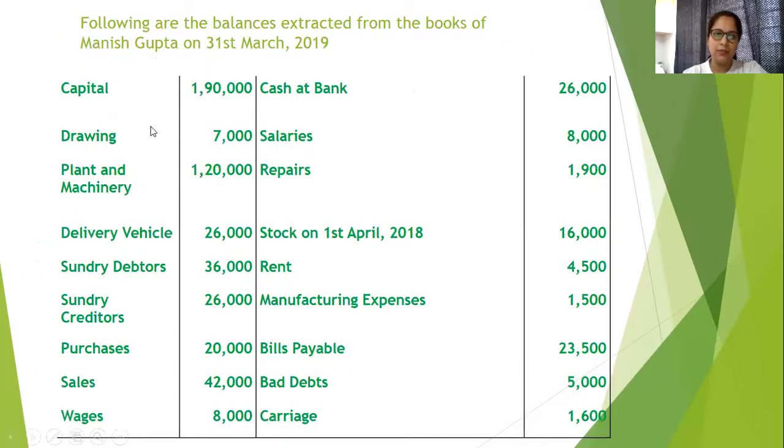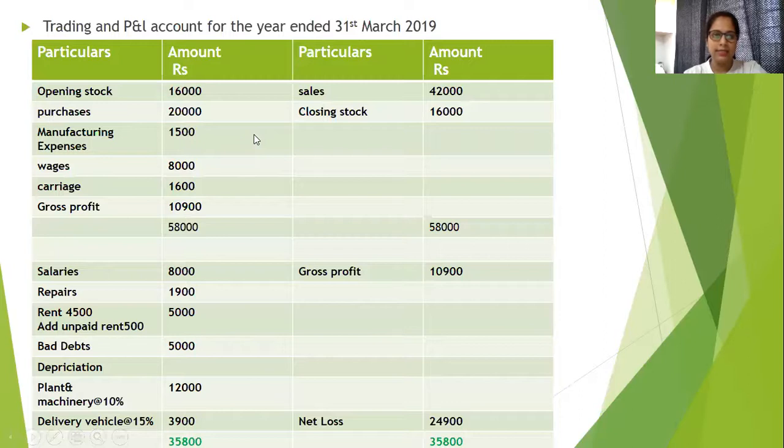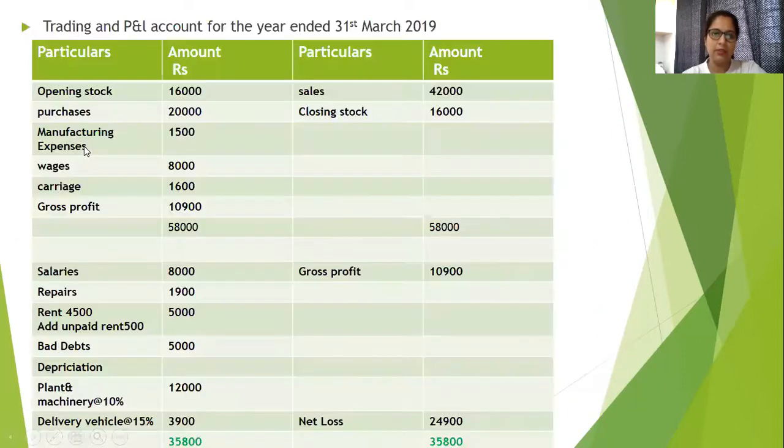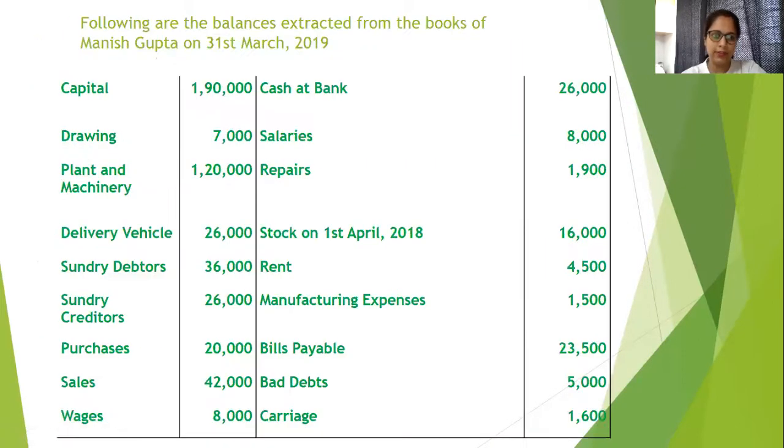Okay, we'll come to drawings. Drawings will lead to reduction in capital. So drawings will be subtracted from the capital. So again, in the balance sheet where you have written capital, you will subtract drawings from capital. That was the amount of drawings, 7,000.